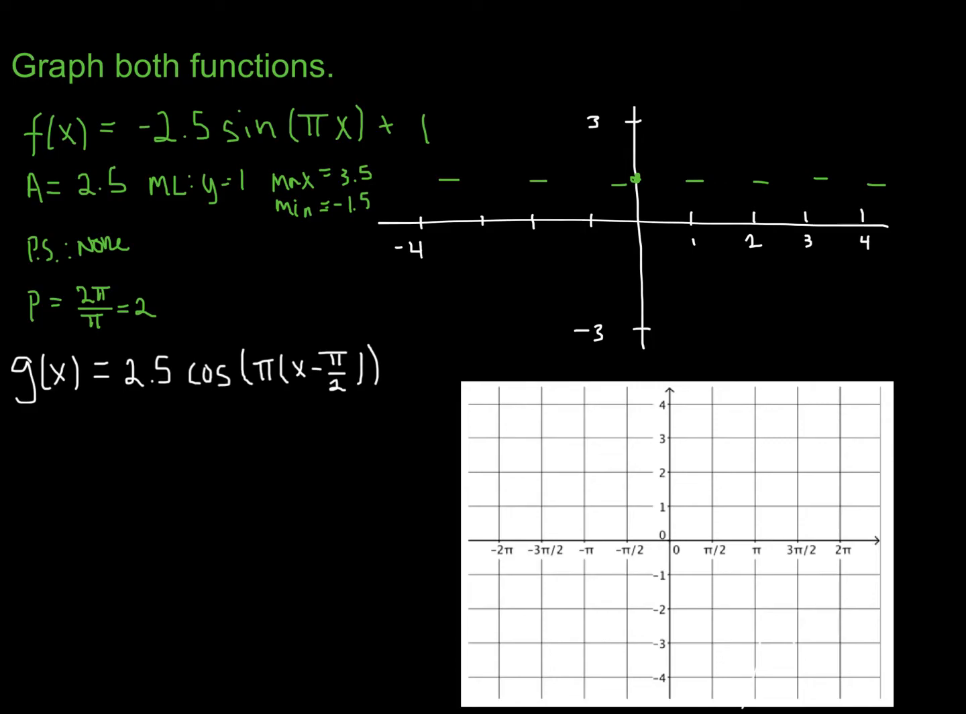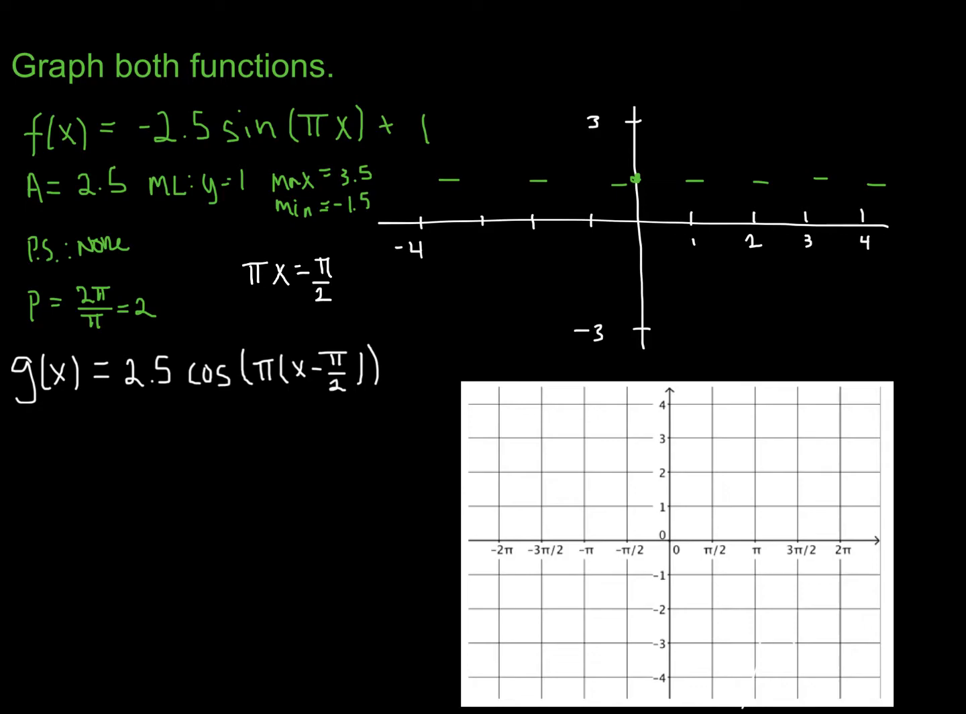All right, so now let's find a maximum or a minimum point, that's the last step, and use the period to plot further maximum or minimum points. The first thing we want to do is think about where sine is at its maximum value. Sine is at its maximum value when the argument is pi over 2. So to make pi times x equal to pi over 2, this x value needs to be 1/2.